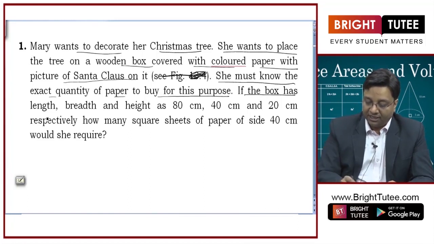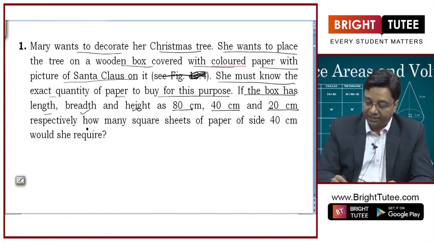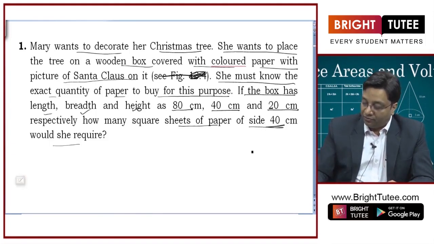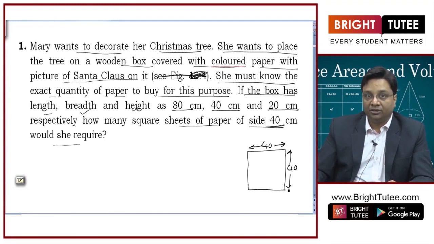If the box has length, breadth and height as 80 cm, 40 cm and 20 cm respectively, how many square sheets of paper of side 40 cm would she require? So, what she has got with her are these square sheets of dimension 40 cm. So, if length is 40, the breadth is also 40 cm. So, these square sheets she has got with her.